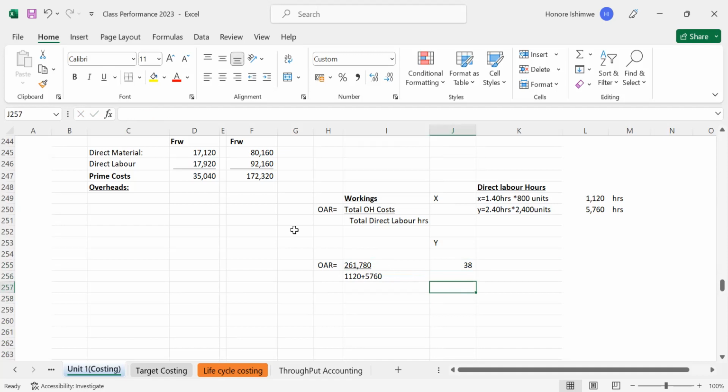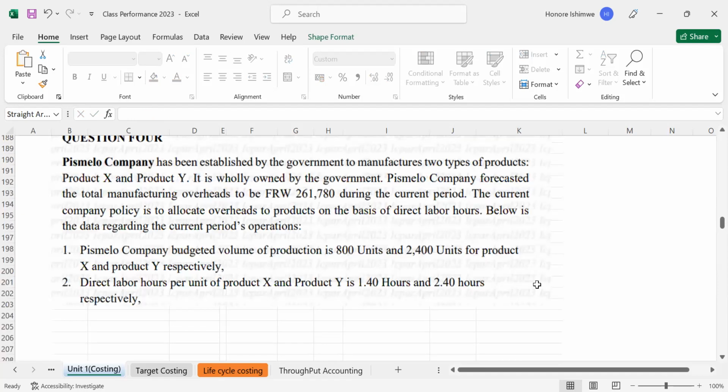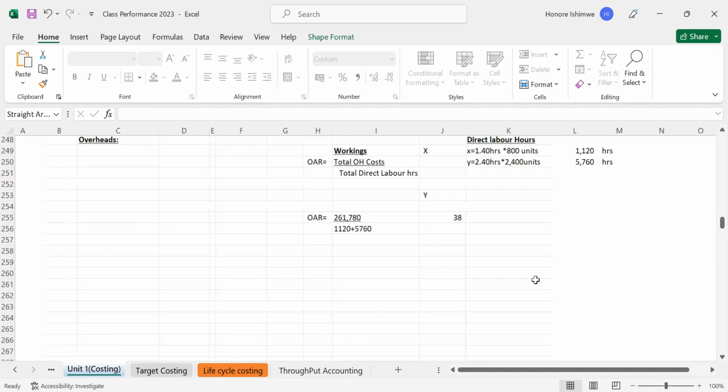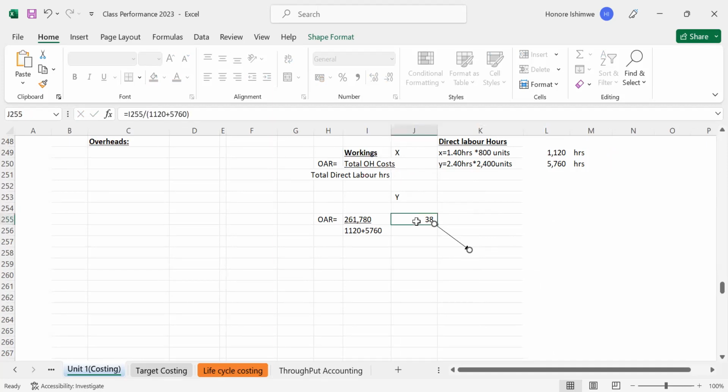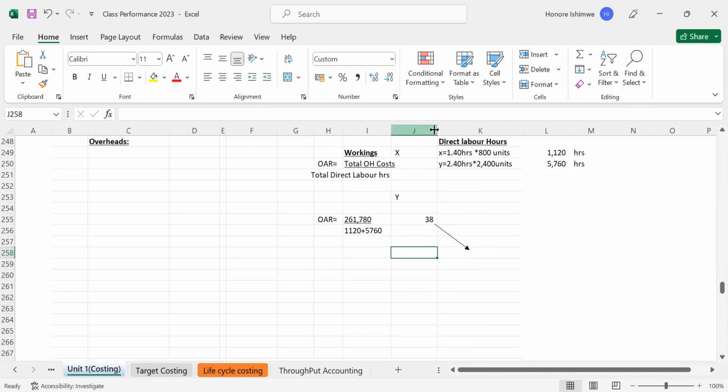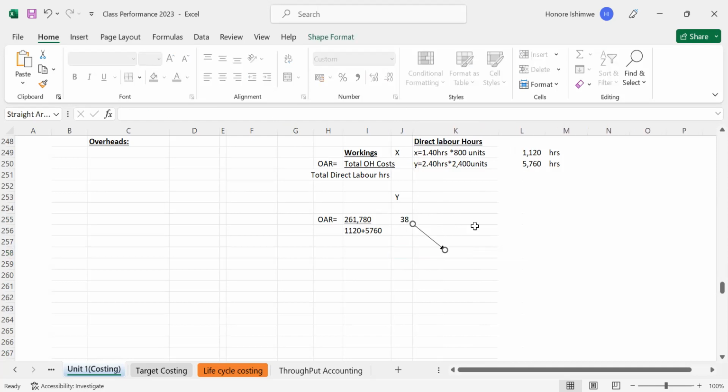If you remember, let me also pick you to the allocation, how we do allocation. My allocation will be like this one. Okay, let's do our allocation using this overhead absorption rate. Let's do it this way. It's going to be simple for us. Is it okay? We have now 38. Let me do allocation.